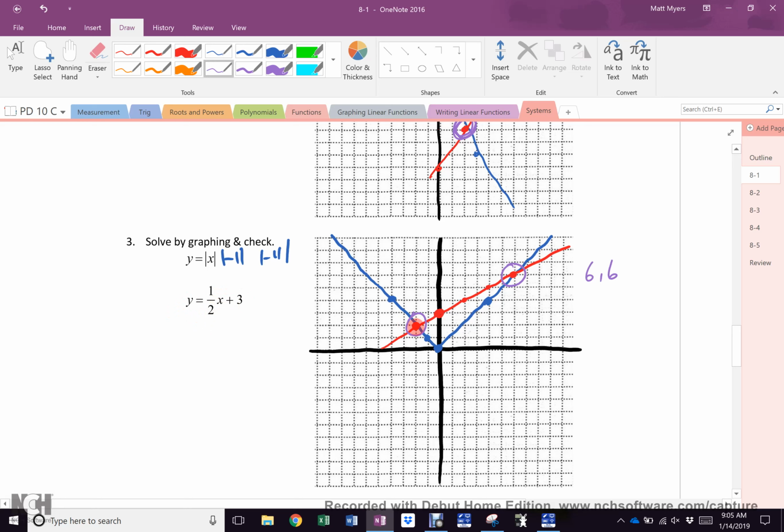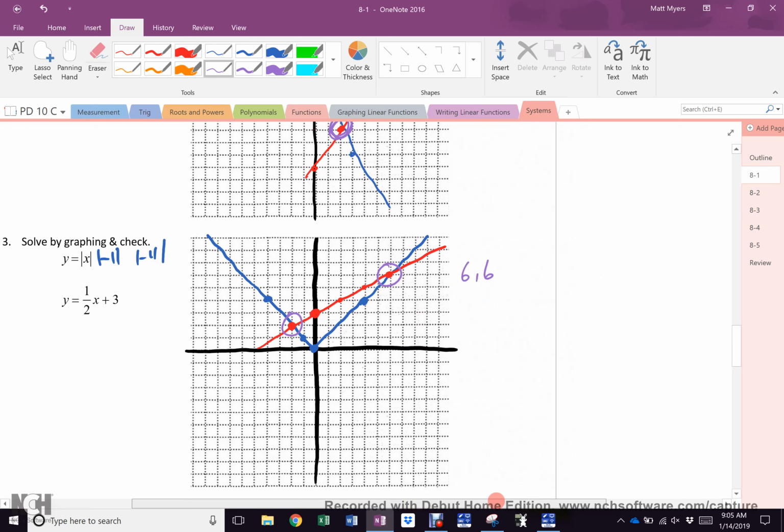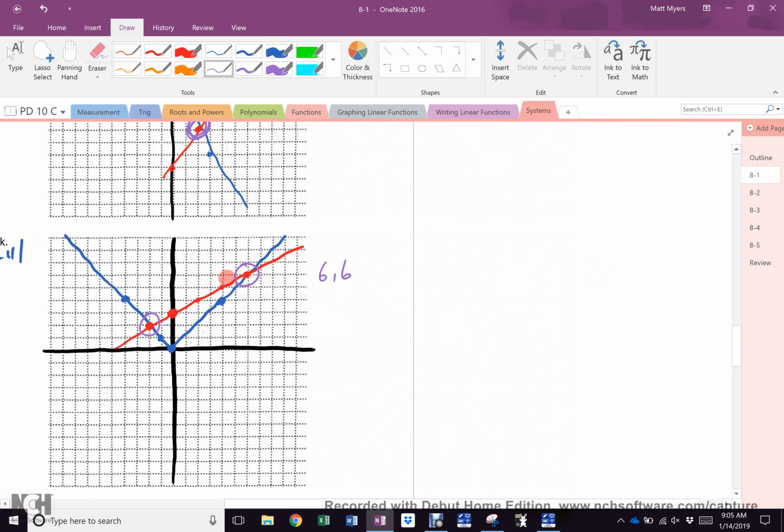Is the absolute value of negative 2, 2? Yes. Is half of negative 2 plus 3 positive 2? Yes. So it's right. Everybody understand? Do you have to write down both answers? Yes, both answers. And the reason I'm showing you this is not to stress you out about absolute value. That's not what's important here. What's important here is what Preston just asked. Every time the lines cross, that's a solution.